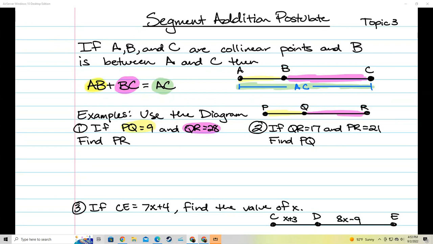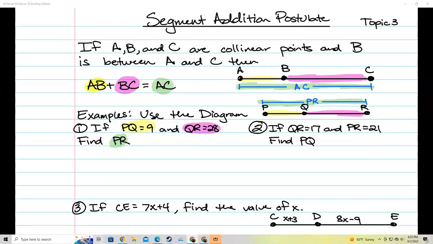And the last section, the overall section, is going to start from here and go all the way to R. So I'm going to call it PR. That's both of those sections put together. PR, I don't know what PR is. In fact, they're asking me to find it. Now, hopefully you'll be able to tell that all I have to do is add the two numbers up, 9 plus 28, and that's going to give me 37.